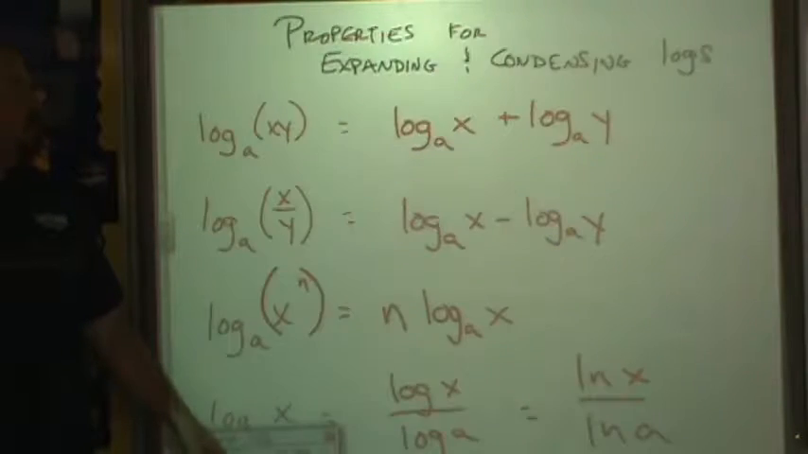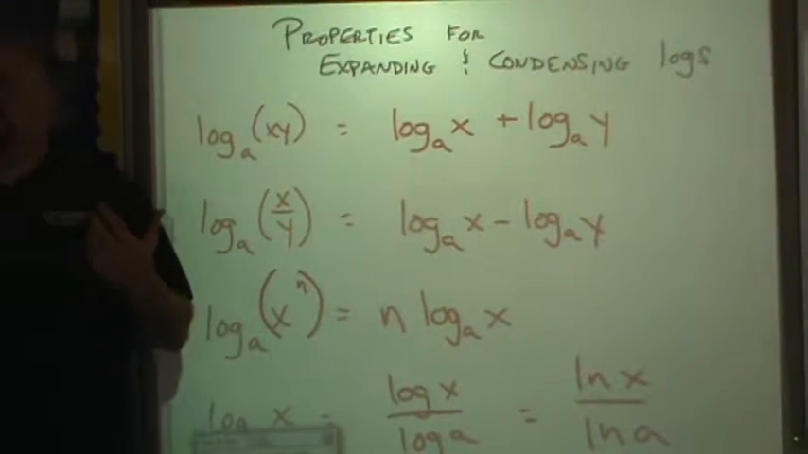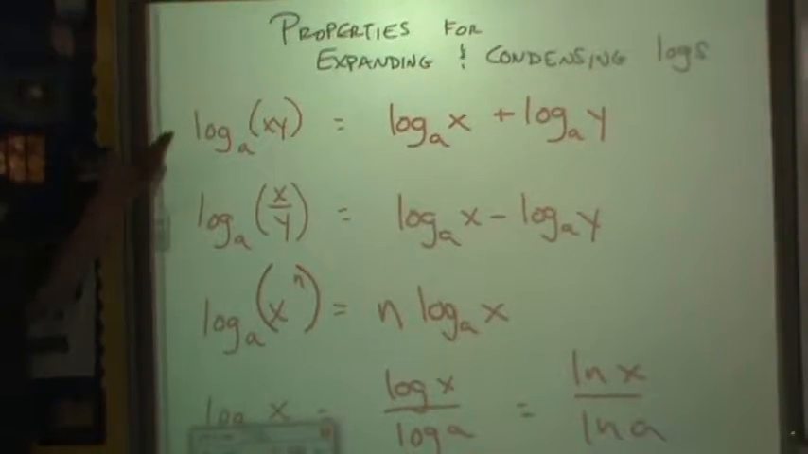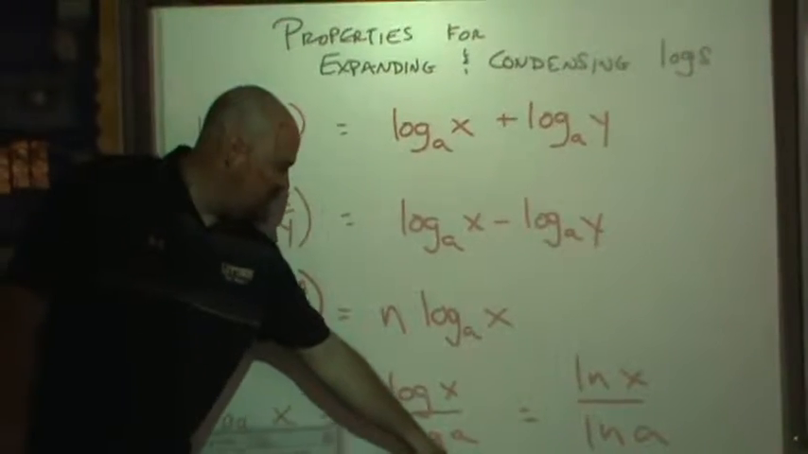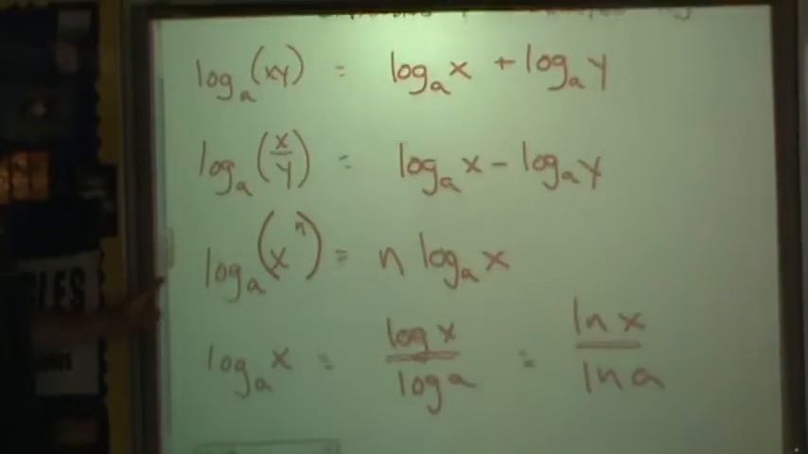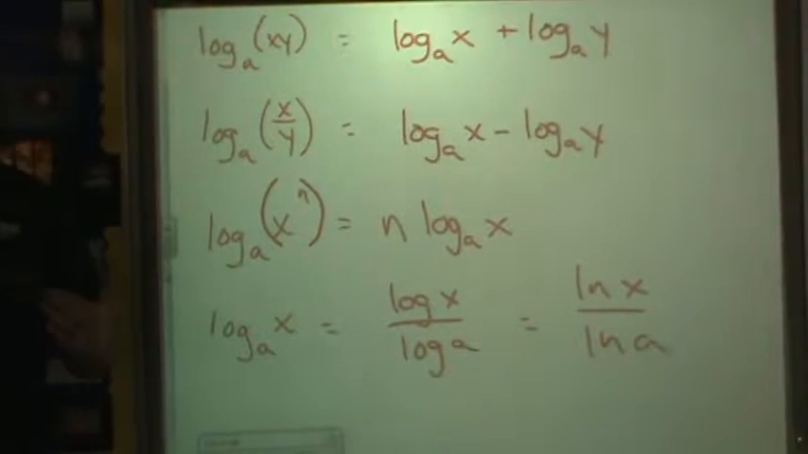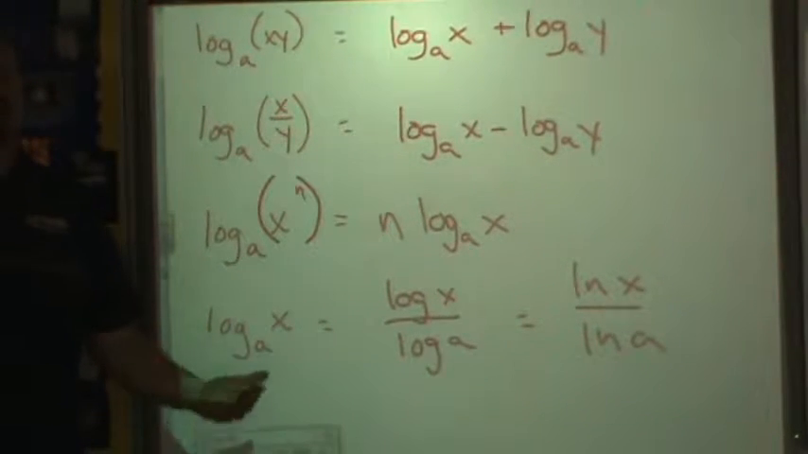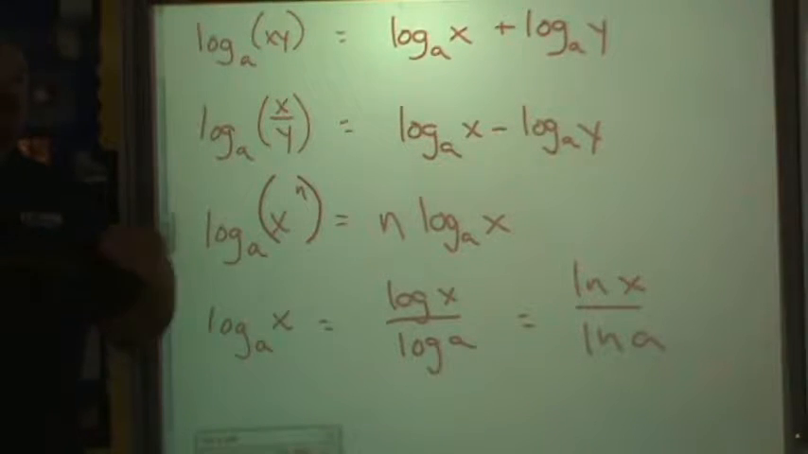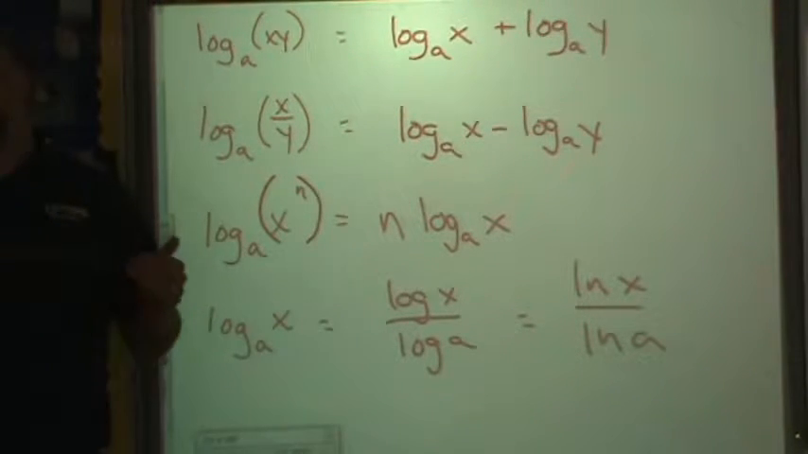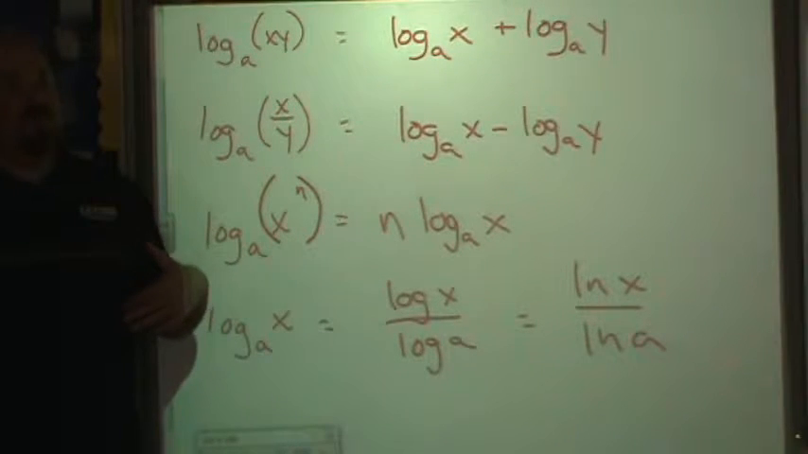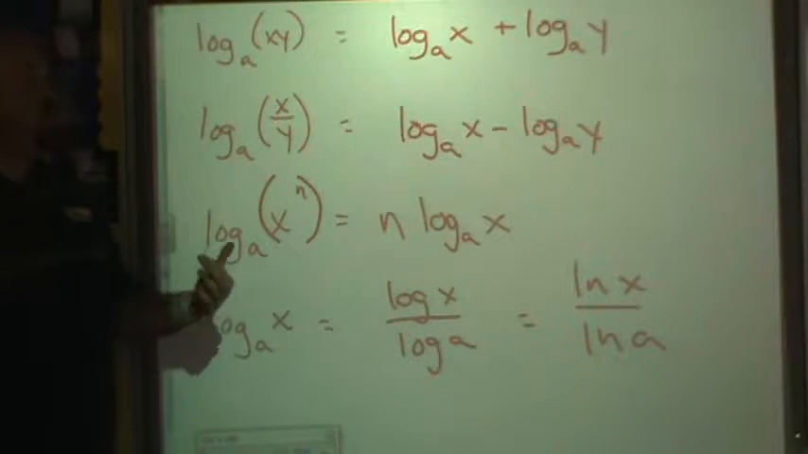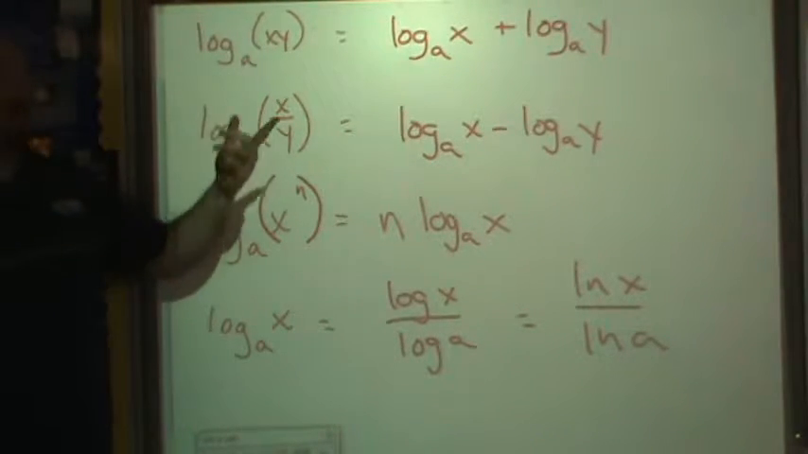Miracles of technology. Okay, but as far as expanding and condensing logs, these properties all stem from the fact that logarithms are exponents. Logarithms are exponents. They are the inverse of an exponential operation, but they are exponents in and of themselves as a definition. So we can rely on some of the properties of exponents that you've learned in your algebra history, and that is the product of two exponential terms.